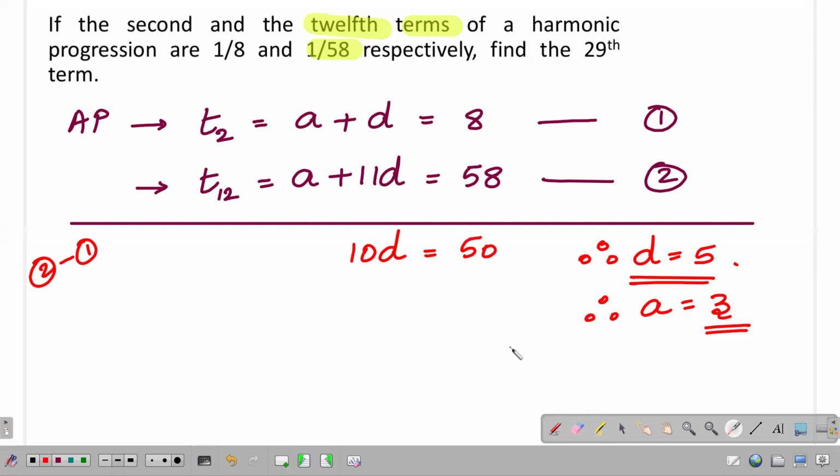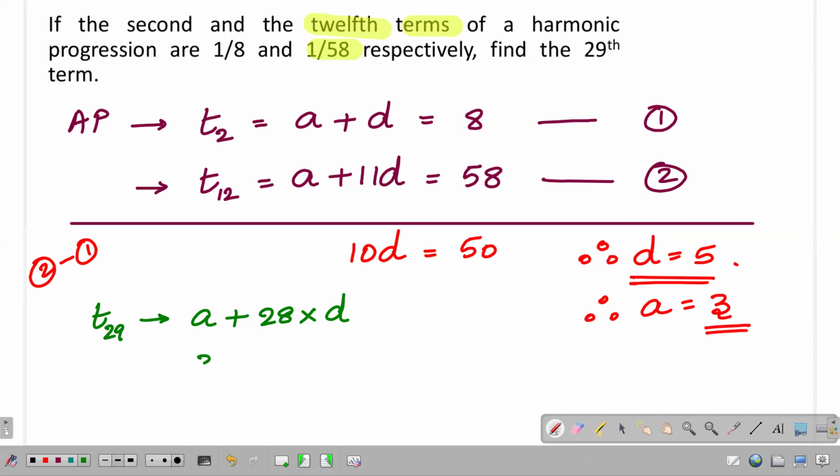So I got the first term and I got the common difference. Now, they are asking you to find the 29th term in that harmonic progression. Before that, let me first find out what the 29th term is when I am treating it as an arithmetic progression. What is T29? It is A plus 28 times the common difference.